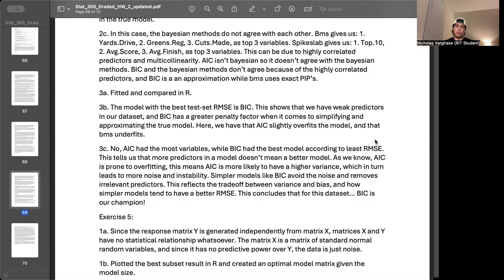And again, this comes back to the bias-variance trade-off, which is very important. It shows that more complex models aren't always the answer, and when we simplify things, true insights are shown, and we can make better conclusions as a whole. And for this reason, BIC is my champion.